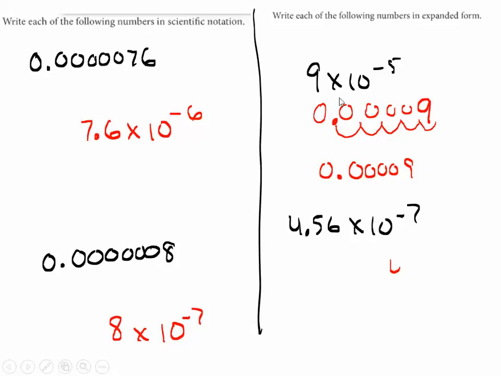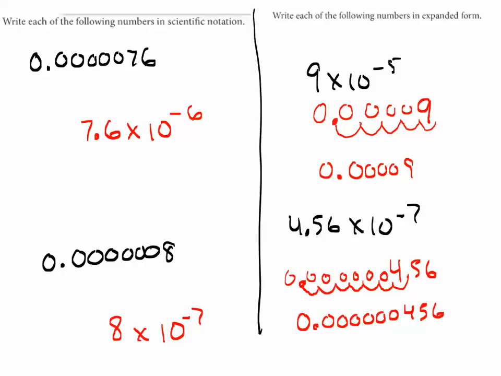So 4.56, you're going to move it 7 times over. And again, that means you're going to have really 7 zeros to finish it off. Alright, let's stop here.